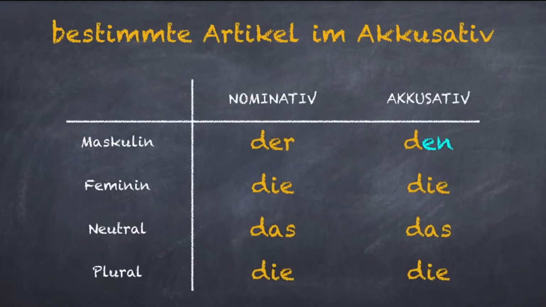Now let's put these articles together with the nominative articles. As you can see, and as already discussed before, the accusative object changes only when the article is masculine, that is, der changes to den. All the other articles in feminine, neutral or plural remain the same.